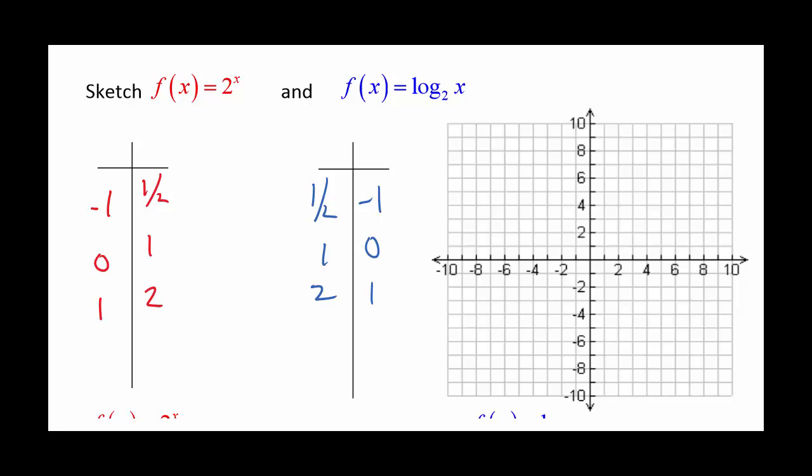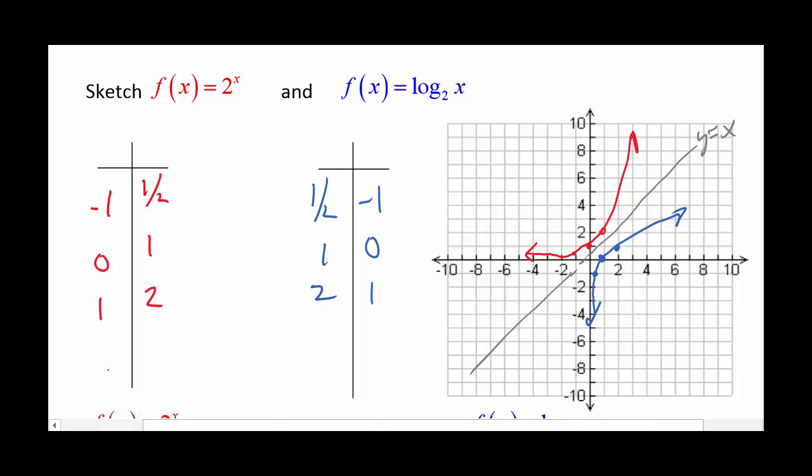Graphically, if I want to include those, so negative 1, 1/2, 0, 1, and 1, 2. So I have this nice curve right there. Let's see, 1/2 comma negative 1, 1, 0, and 2, 1. Got this nice curve right there. Notice they are symmetrical about the line y equals x, which is what we expect inverses to in fact be.